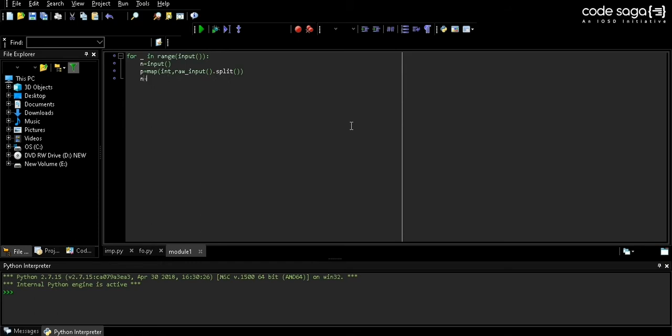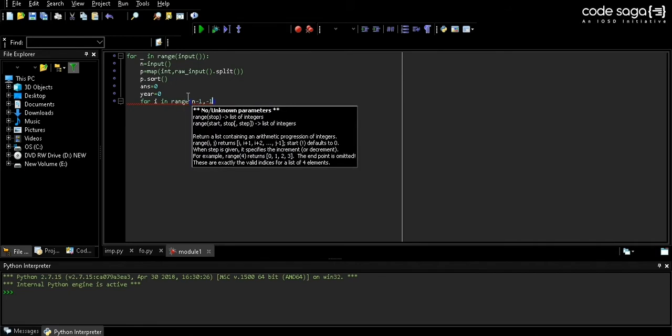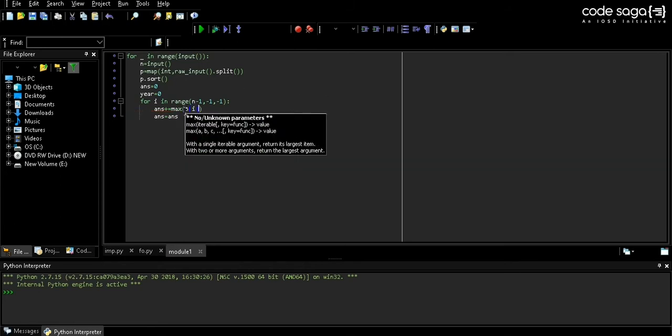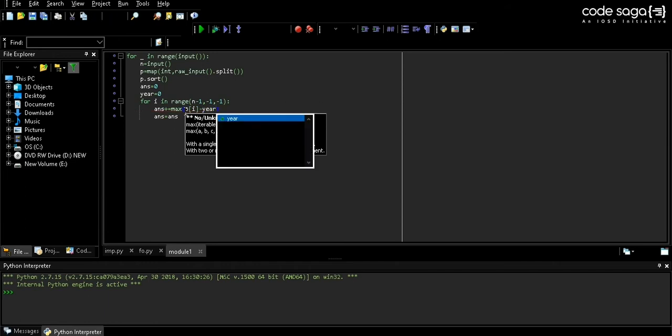So what we have to do is greedily select the most expensive car to sell first. We'll have answer equal to 0 and year equal to 0 at the beginning. We've sorted P, and now we'll run a for loop from the last element of P, which will be at index n-1, to the first element, which will be at index 0, and I'll decrement i on each count by 1. Then we will have answer plus equal to, which is the same thing as answer equal to answer plus something, answer plus equal to max of P of i minus year, comma 0.